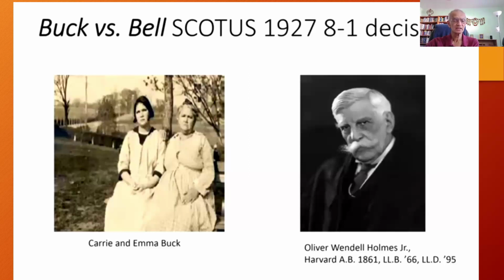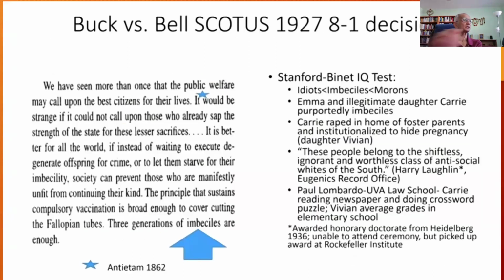And the famous statement that you may have read about in some of the genetic testing: three generations of imbeciles are enough. So we've seen more than once public welfare may be called upon. So this was the statement by him during his opinion. The principle that sustains compulsory vaccination is broad enough to cover cutting the fallopian tubes. Three generations of imbeciles are enough. So this was the verdict that was handed out.